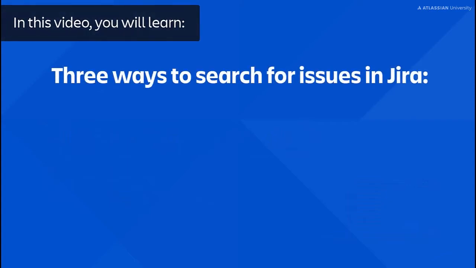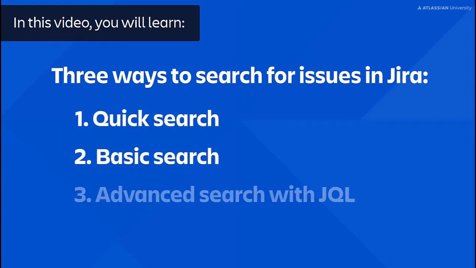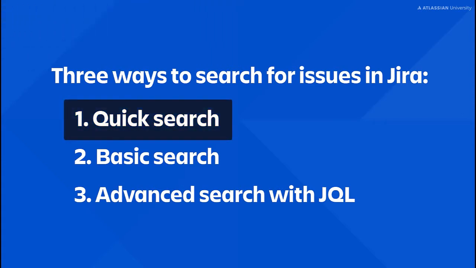In this video, you will learn the 3 ways to search for issues in Jira: Quick Search, Basic Search, and Advanced Search with Jira Query Language, or JQL for short. Let's start with Quick Search.